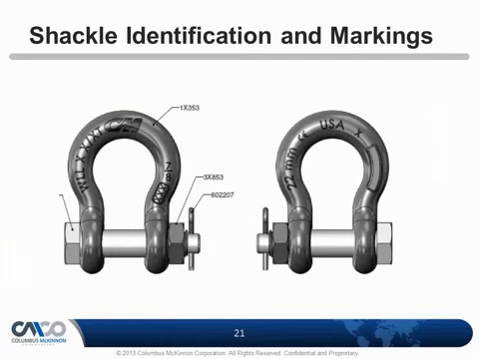Shackle identification and marking. So what do all these markings on this shackle mean? And that's important as a rigger. The very first thing you need to do as a rigger is inspect that shackle. What are the markings on there? Who is it made by? Is it the right size that you need?